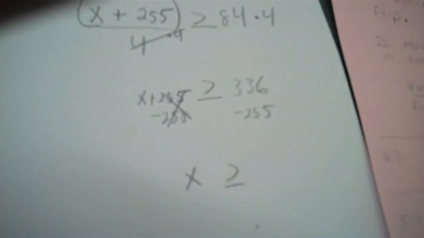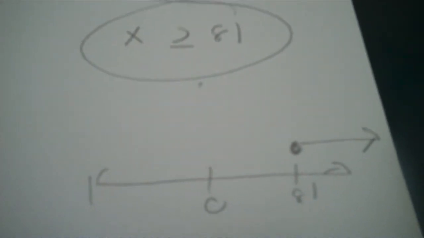So I've got x. And 336 minus 255 is 81. So you have to score 81 or higher. Okay, make your number line. Put your 81. And it opens towards the x, so it goes that way. So you have to score 81 or more. Okay, next problem.